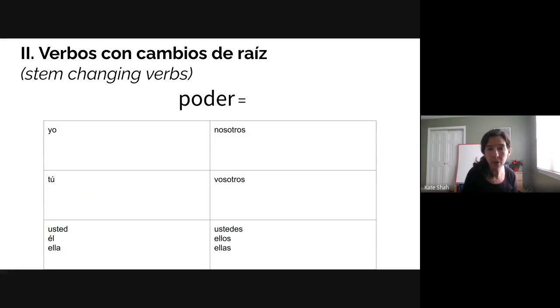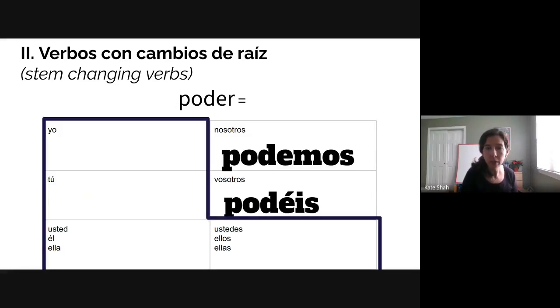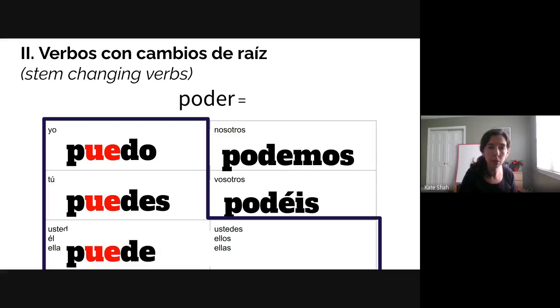Poder, to be able to, does the same thing. Nosotros, vosotros are regular. Outline the boot. Then you go to puedo, puedes, puede, y pueden. Pause this if you need to, write it down, do what you need to do.